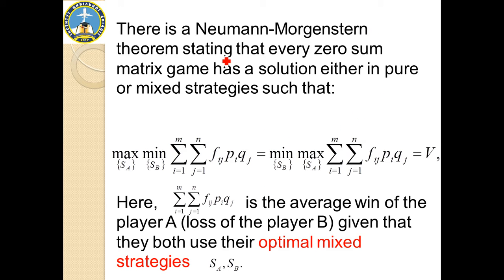There's a theorem stating that every zero-sum matrix game has a solution, either in pure strategies or mixed strategies, such that the maximin of all payoffs, a double sum of payoffs, summation across the matrix times the shares of strategies used by player A and used by player B, actually equals the minimax, the summation of the same payoffs but from the standpoint of the second player times shares of the strategies employed by player A and player B, which is equal to the price of the game.